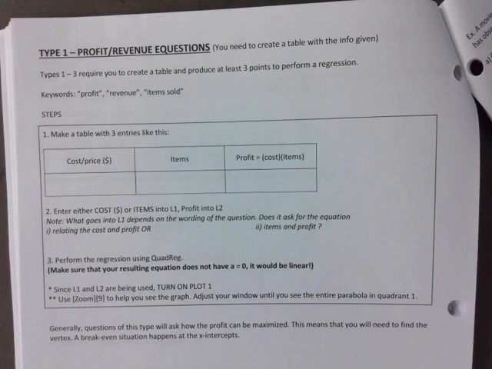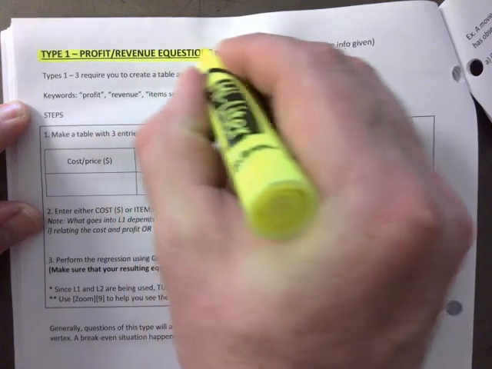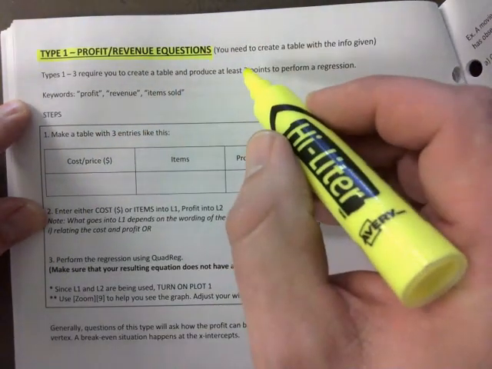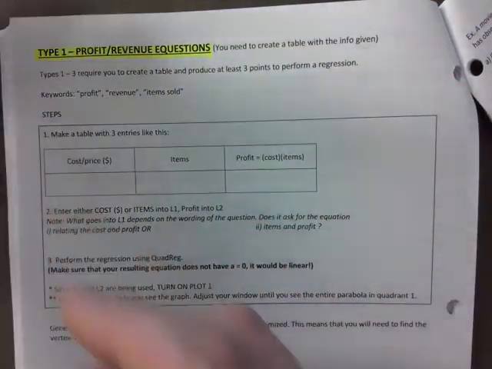And to type, so you can kind of see it and be like, oh, okay, that's this kind of question. Really, in the textbook or anything else, they will just talk about regressions in general. But these ones are very unique. So profit type of questions, profit, revenue, income, anything like that fits this category right here on page 53. And how is this different? You need to create a table with the info given.